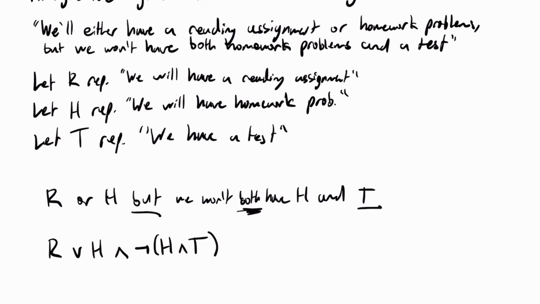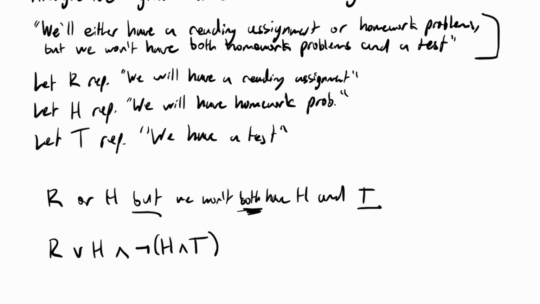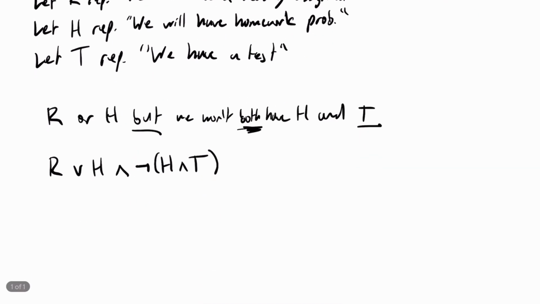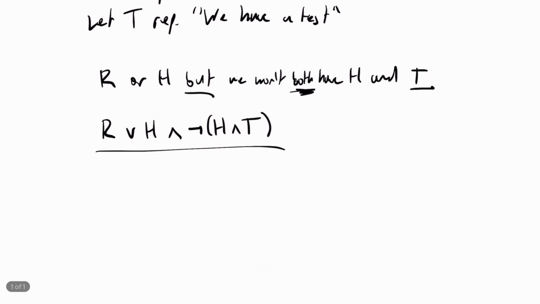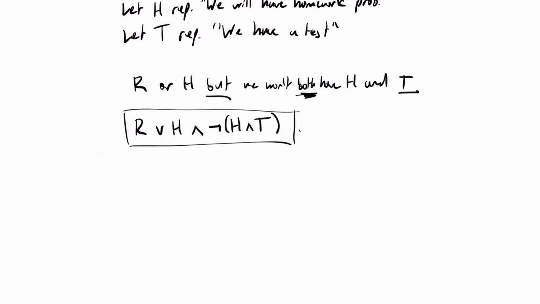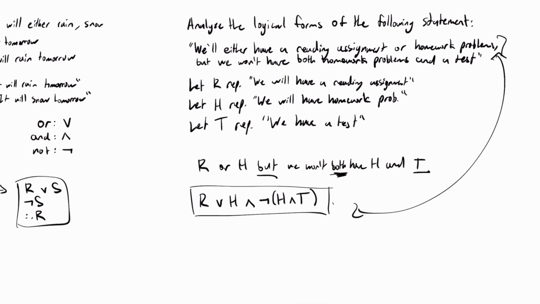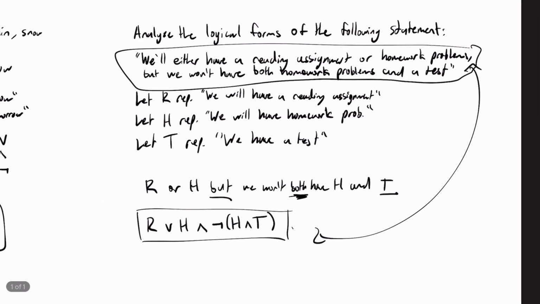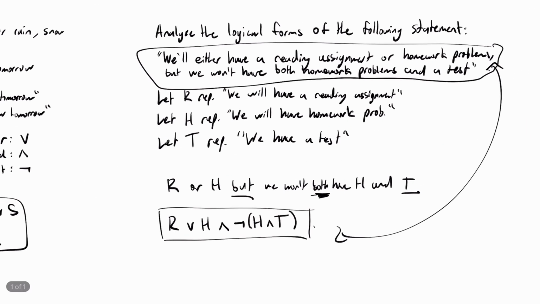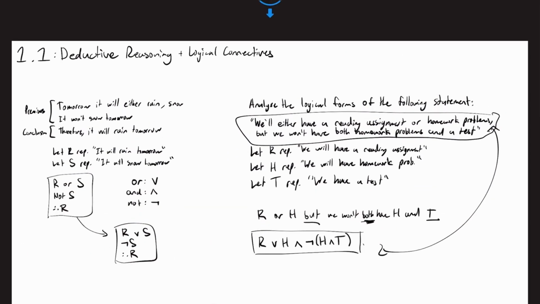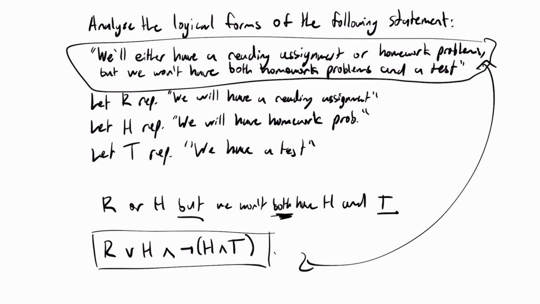Now, would you agree that that's exactly what our sentence says? We'll have either a reading assignment or homework problems, but we won't both have homework problems and a test. Obviously, this is phrased a little weirdly because it's in logical language. This is a skill we have to learn to be able to translate between the two. So we should be able to get back to this original sentence through just what we wrote down here. This is the biggest essence of the problem that you have to solve in lesson 1.1. If you can do this no problem, then you're in good shape and you're ready to move on.